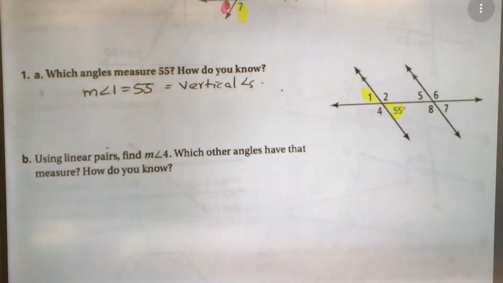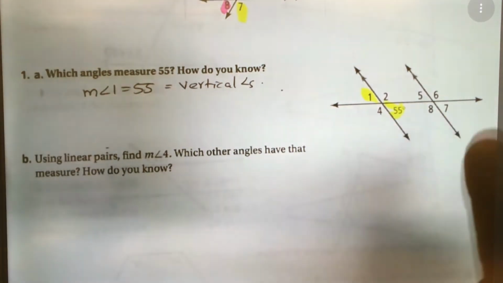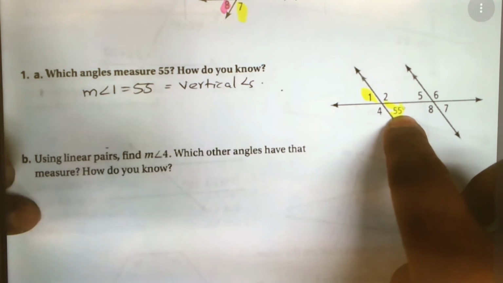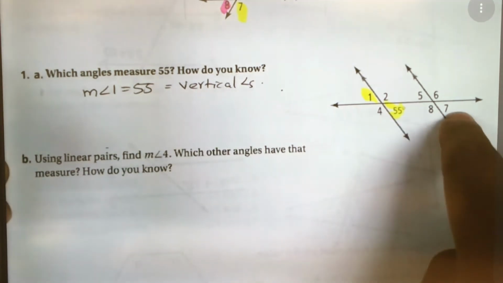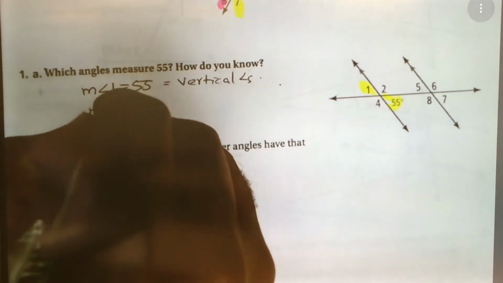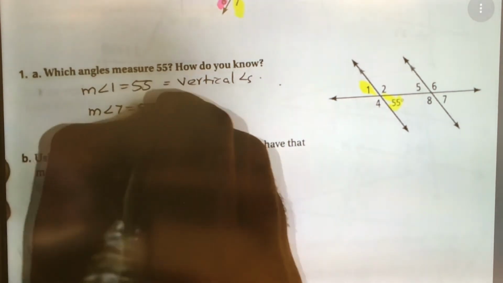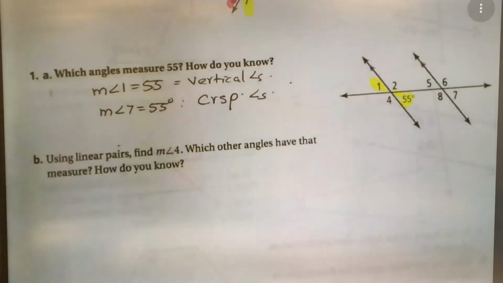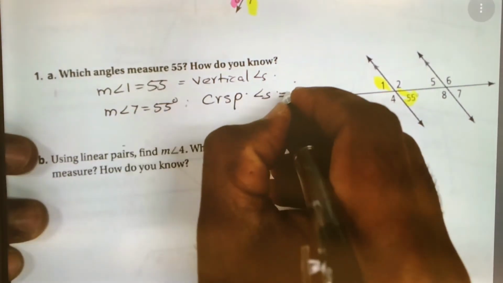The next one: we already know that corresponding angles are congruent. So the angle corresponding to the 55 is angle 7. So angle 7 is also 55 degrees because they are corresponding angles, so they are congruent.